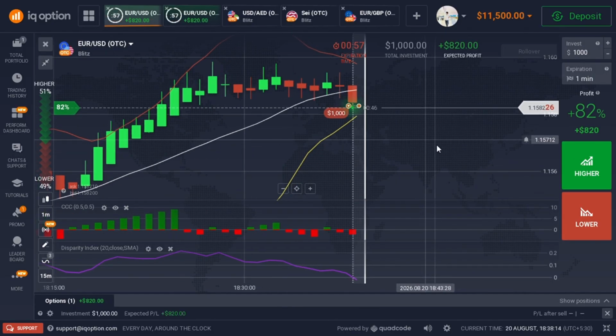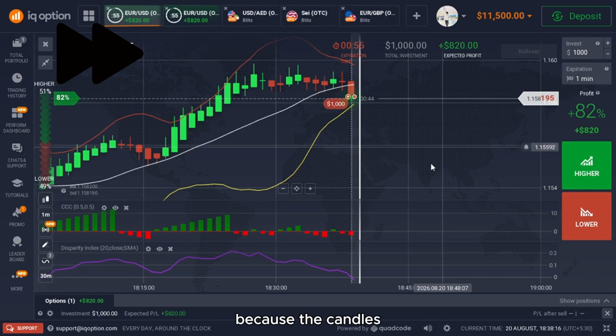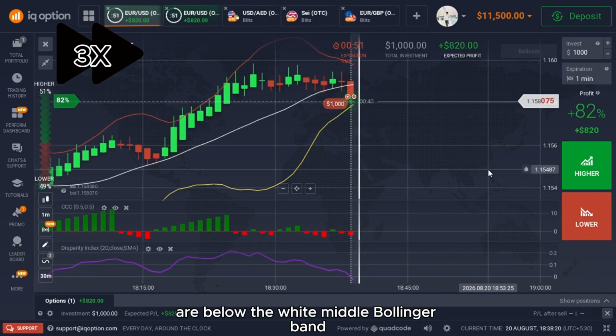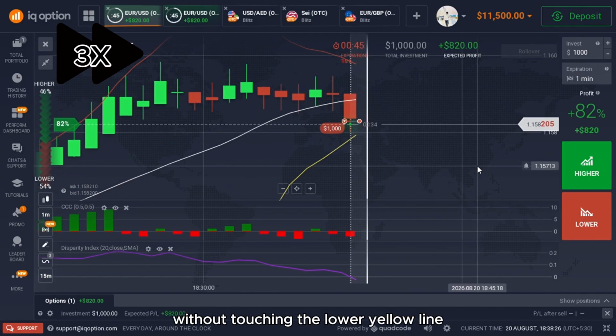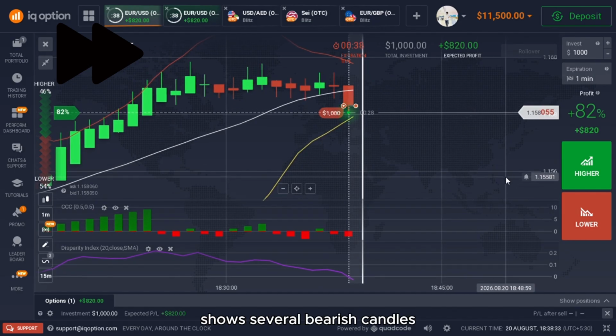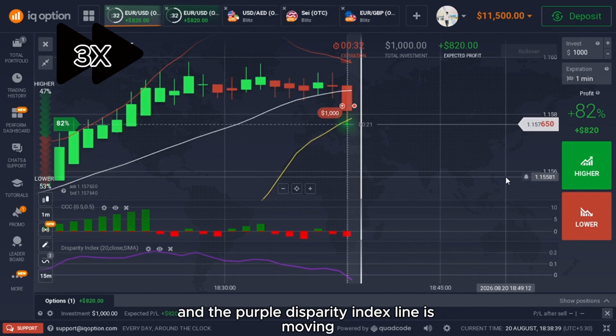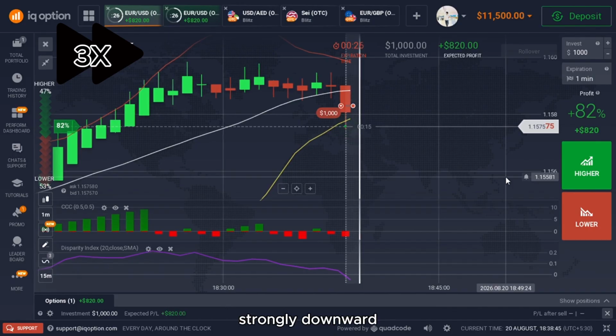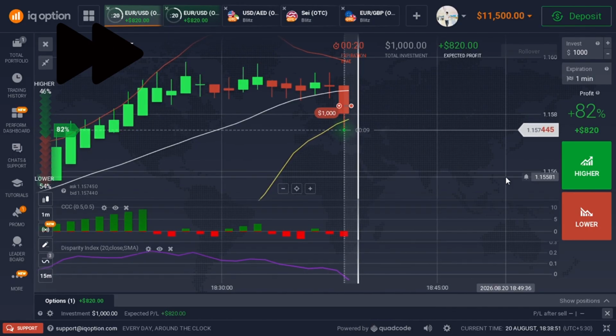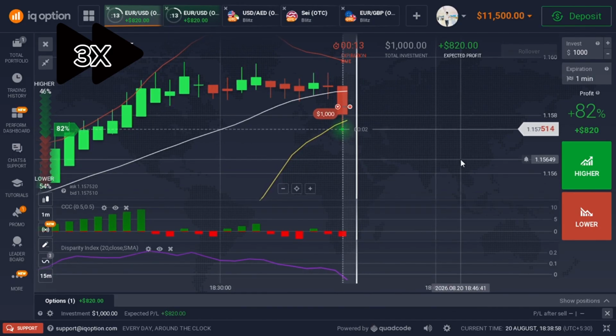All right, look here. I'm opening a downside trade because the candles are below the white middle Bollinger Band without touching the lower yellow line. The consecutive candle count shows several bearish candles, and the purple disparity index line is moving strongly downward. So all 3 indicators are giving us a bearish signal.